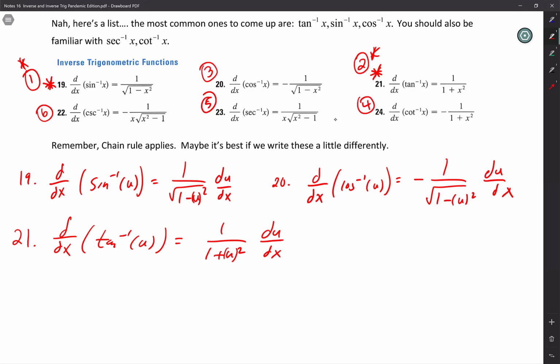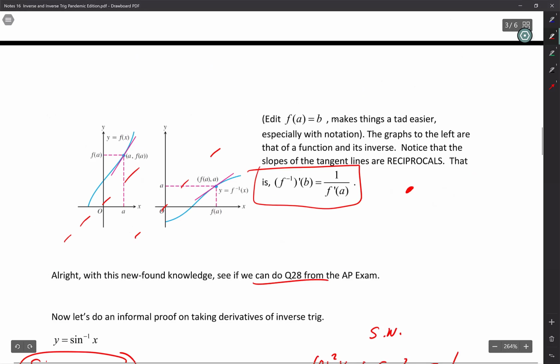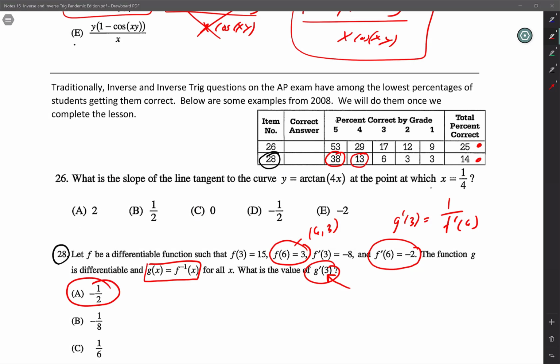Okay. Now that you know that, go back to the front and see if you can do number 26. Only 25% of the people got this one correct, guys. So give this one a shot. Number 26, take 2 minutes. I think it's that one. It's okay if we're wrong, because this is how we learn. No one's going to judge you. What'd you get?